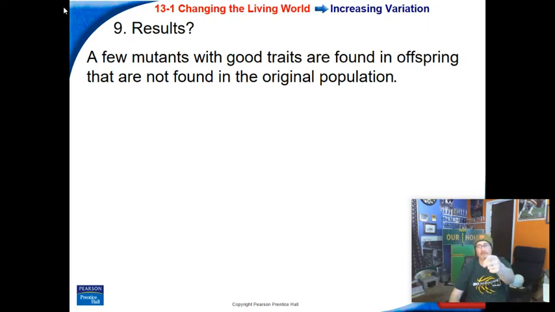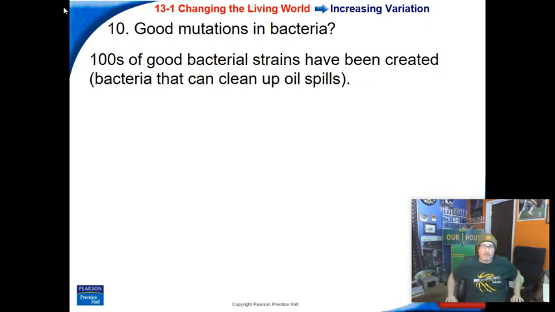Okay, moving ahead. All right, good mutations in bacteria. Hundreds of good bacterial strains have been created. For example, they've created bacteria that can actually clean up oil spills. They simply spread the dry bacteria on oil, and they hydrate, and they start to reproduce, and they consume the petroleum, and they actually can clean up the environment.